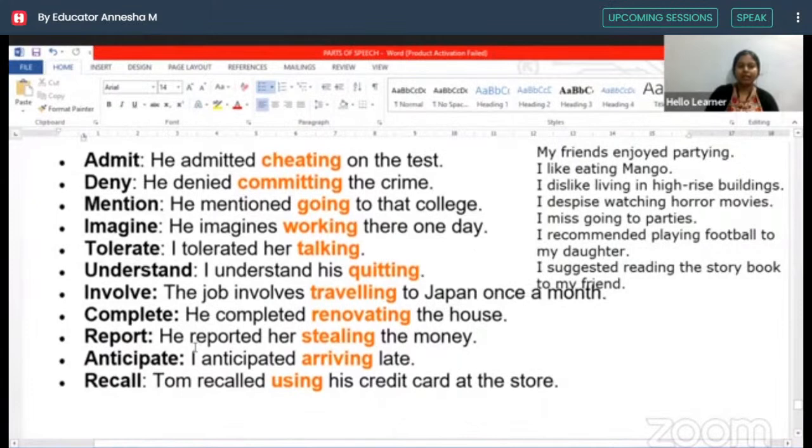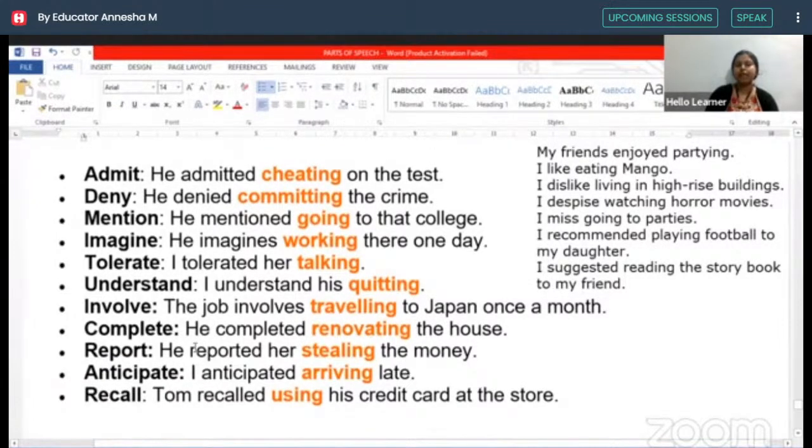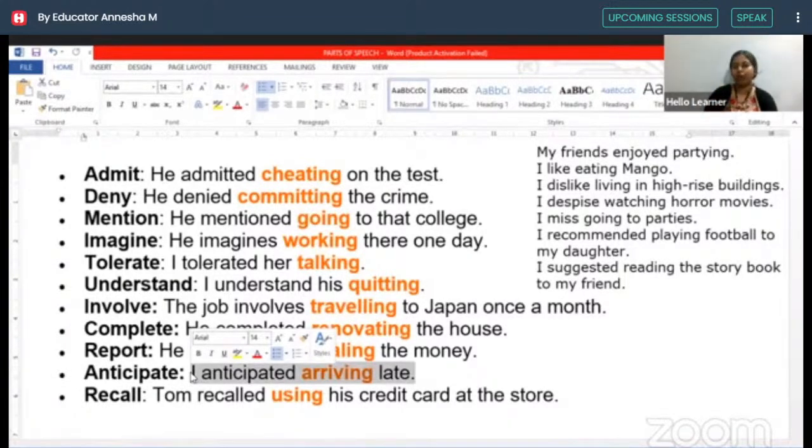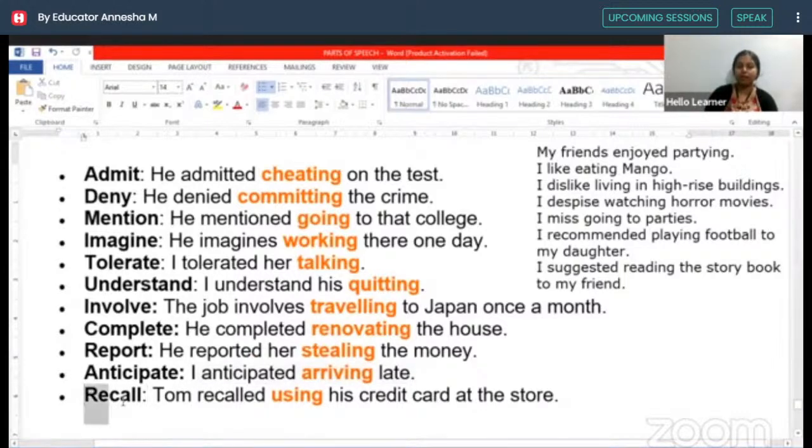Next is admit, deny, mention, imagine, tolerate, understand, involve, complete, report, anticipate, and recall. So I think most of them you understand the meanings. Anticipate का मतलब है किसी चीज को expect करना, किसी चीज को guess करना. I anticipated arriving late. I anticipated that he will not be coming today. मैंने anticipate किया था, मैंने already expect किया था कि वो आज नहीं आएगा, guess किया था मैंने. Okay. Recall मतलब किसी चीज को याद करना. Tom recalled using his credit card at the store. Tom ने याद किया कि हाँ उसने credit card use किया था store में.